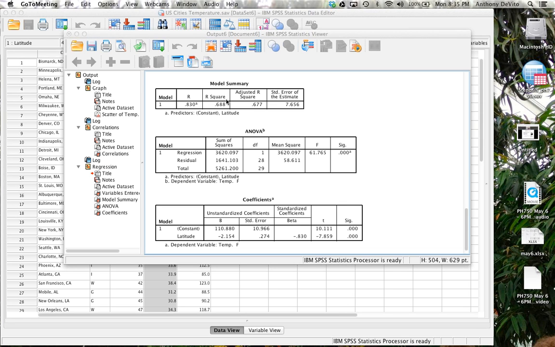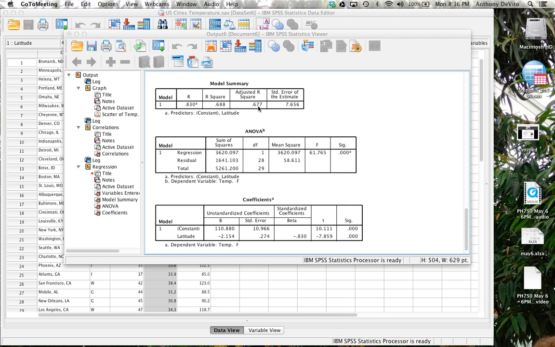In other words, 69% of the change in average temperature can be accounted for by the latitude. Well, 69%, what about the other 31%? What causes that? Exactly, 69. I like that, Jordan. I like that description even better. Latitude explains 69% of the variability in temperature. Okay, so there's 31% less.